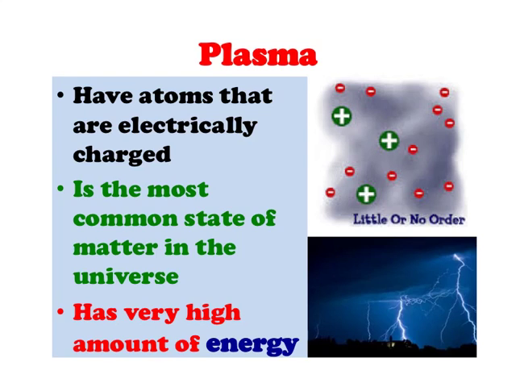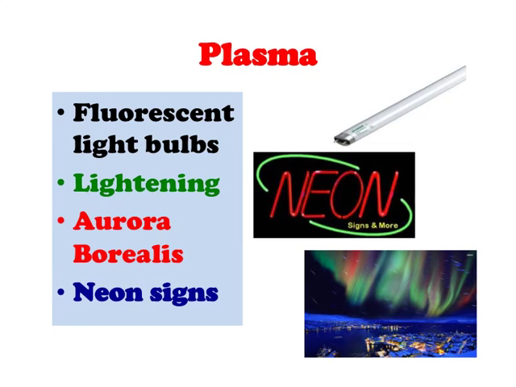Plasma has atoms that are electrically charged. The electrons tend to separate from the atom. Plasma is the most common state of matter in the universe, and it has an extremely high amount of energy. Fluorescent light bulbs, neon signs, the aurora borealis, and lightning are all made of plasma.